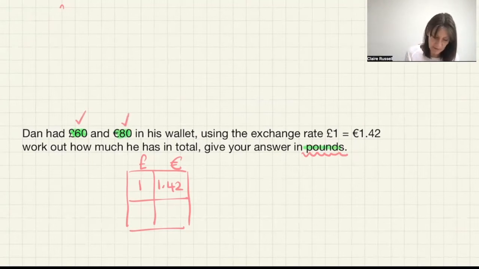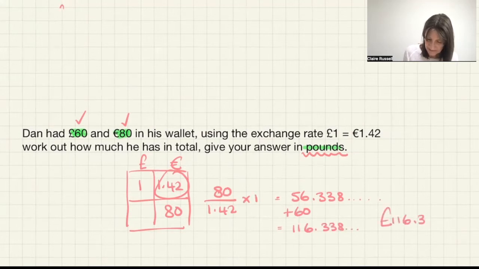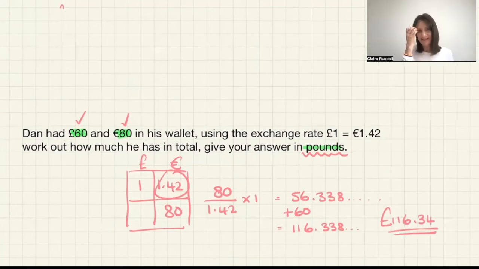This is the problem. I need to know what that is in pounds. So the 80 euros will go in and we will be dividing that through, which is going to give me 56.338, and on it goes. I need to add on my 60 and then I will round my final answer to allow for money. There we go. So that's one place that we can use our boxes and labels.